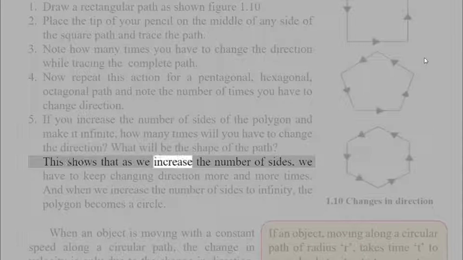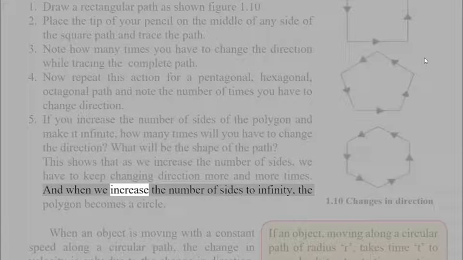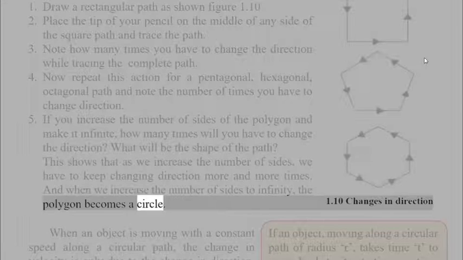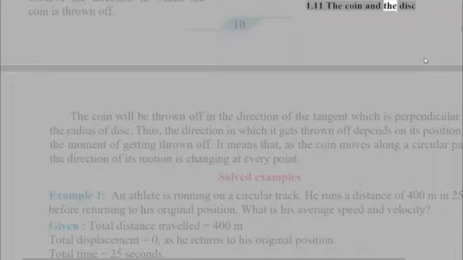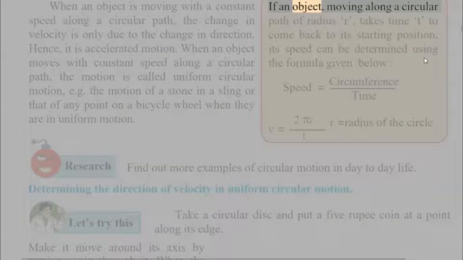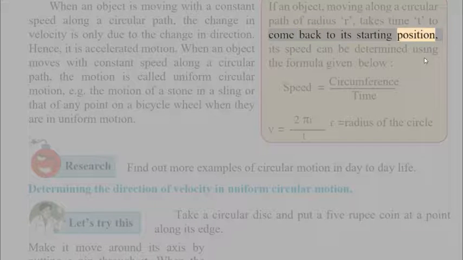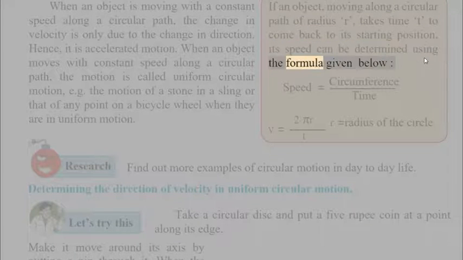This shows that as we increase the number of sides, we have to keep changing direction more and more times. And when we increase the number of sides to infinity, the polygon becomes a circle. Circumference times speed: v equals 2πr/t. If an object moving along a circular path of radius r takes time t to come back to its starting position, its speed can be determined using the formula given below. r equals radius of the circle.